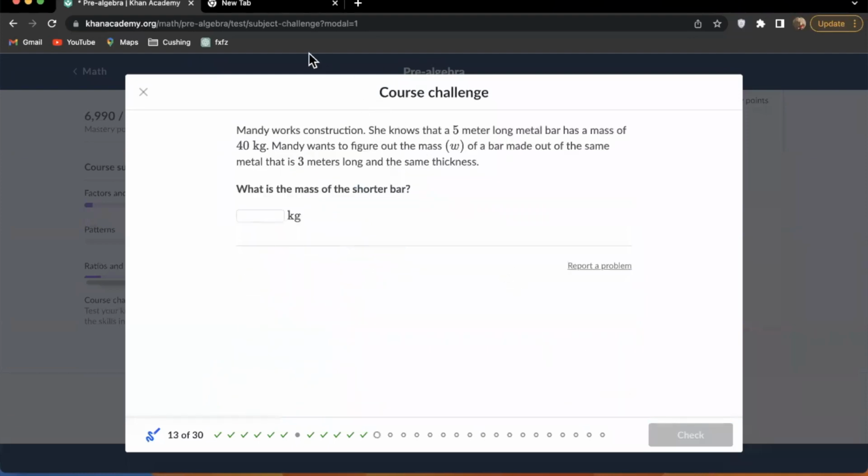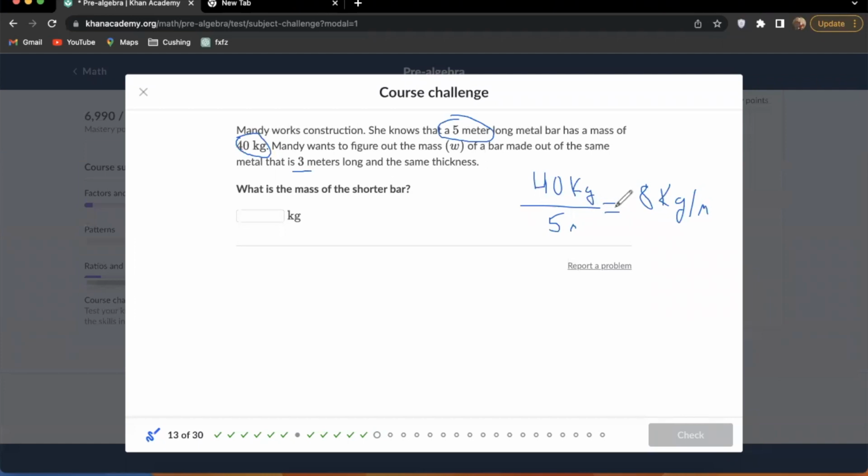This says Mandy works construction. She knows that a 5-meter long metal bar has a mass of 40 kilograms. Mandy wants to figure out the mass W of a bar made out of the same metal that is 3 meters long. So if you've got 40 kilograms and there are 5 meters, how many kilograms per meter? 40 kilograms divided across 5 meters means that each meter has 8 kilograms of mass. 8 kilograms per meter. That's how much this material weighs.